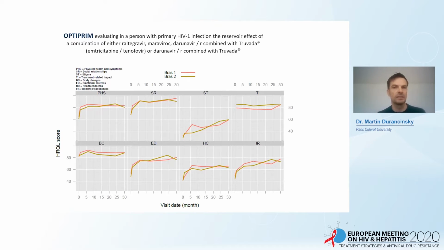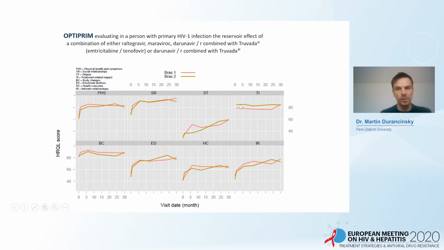This is a French study, Optiprim, comparing 3-drug therapy versus therapy with 5 molecules. Of course, you can see that quality of life in treatment-naive patients at the start of the treatment is really bad in many dimensions, and it improves in many dimensions. You can see that in dimensions like stigma and health concerns, quality of life is still not very good. However, physical health and body changes are not very impacted.